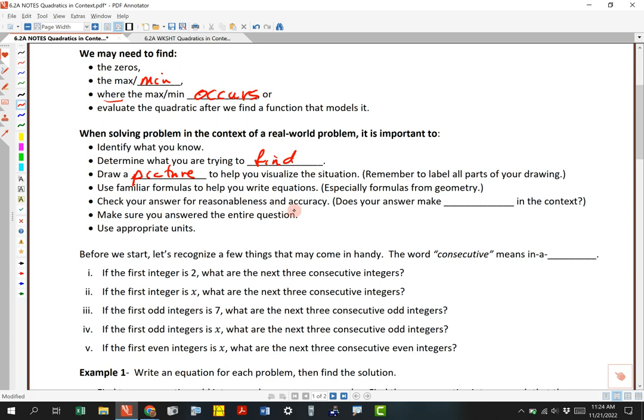Check your answer for reasonableness and accuracy. Does your answer make sense in the context of the problem? If it doesn't, you probably ought to throw it out or maybe try something else. Make sure you answer the entire question. There may be more than one question that you're interested in. And use appropriate units. I used to think units weren't that big a deal, but units can actually help you figure out, okay, did I do this right? Are things canceling the way they're supposed to be?